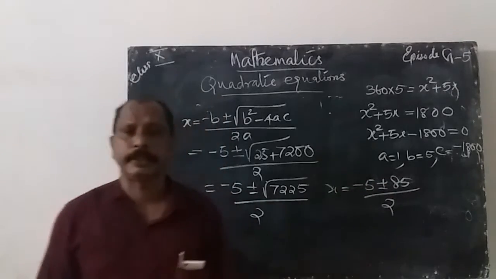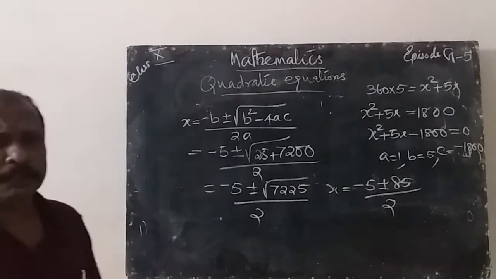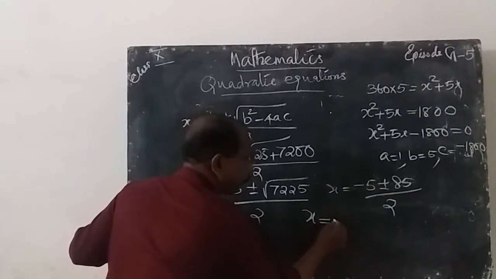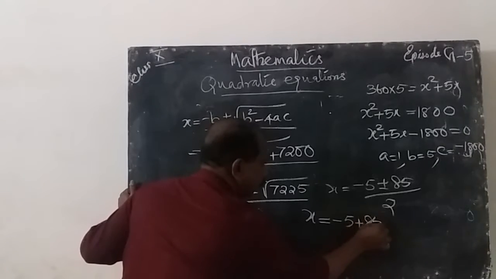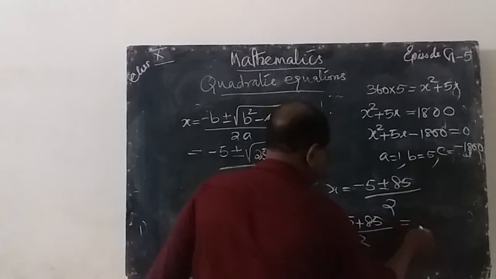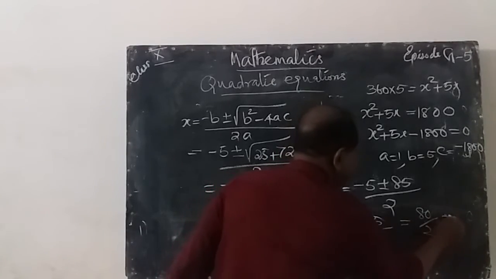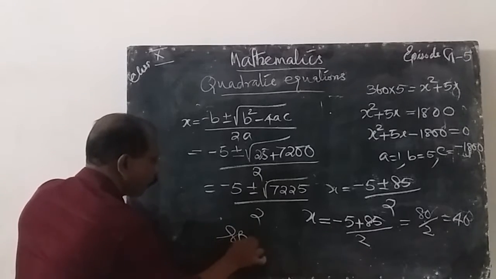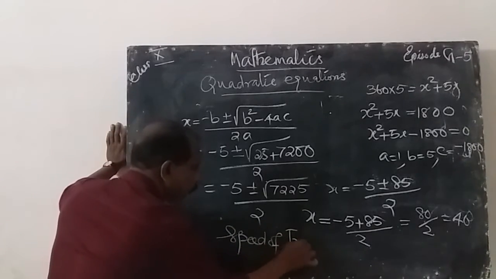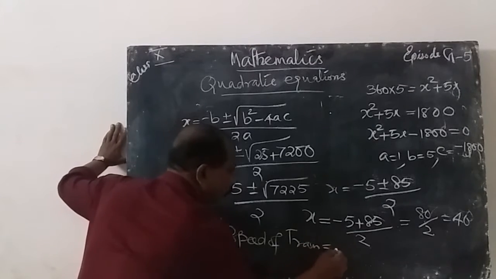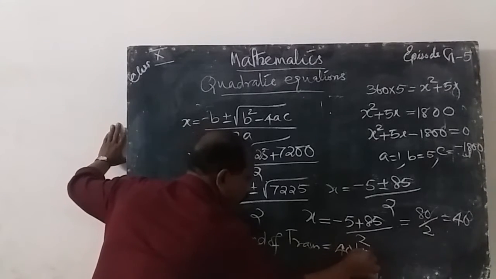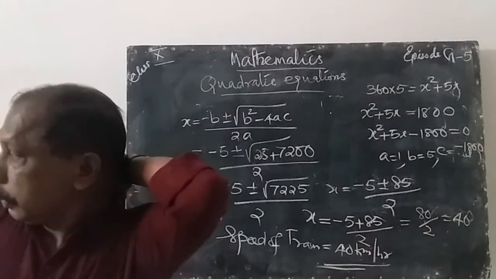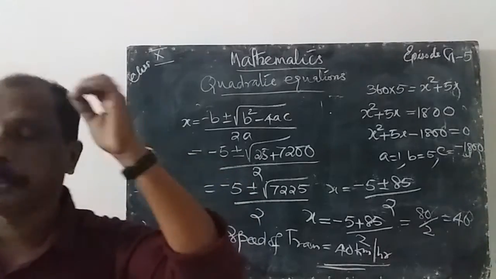Minus 5 minus 85 by 2 is minus 45, which is negative. The speed is never negative, it is positive. Therefore, x is equal to minus 5 plus 85 by 2, which is 80 by 2, which is 40. Therefore, speed of train is equal to 40 kilometer per hour. That is the answer.